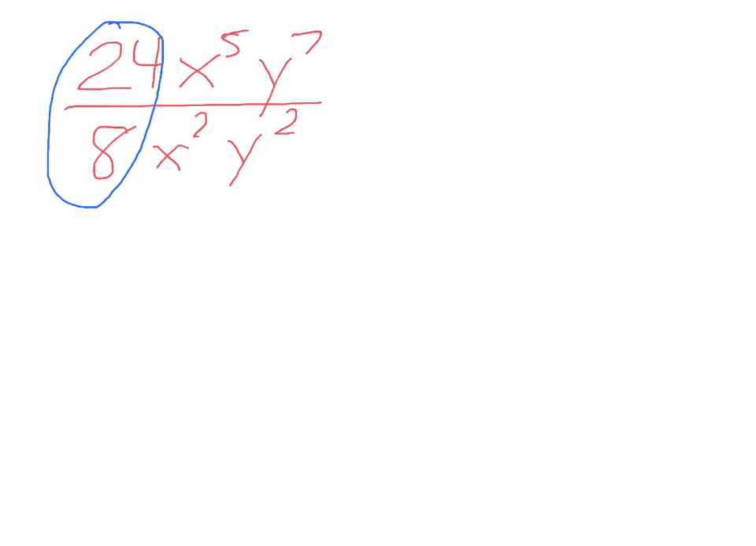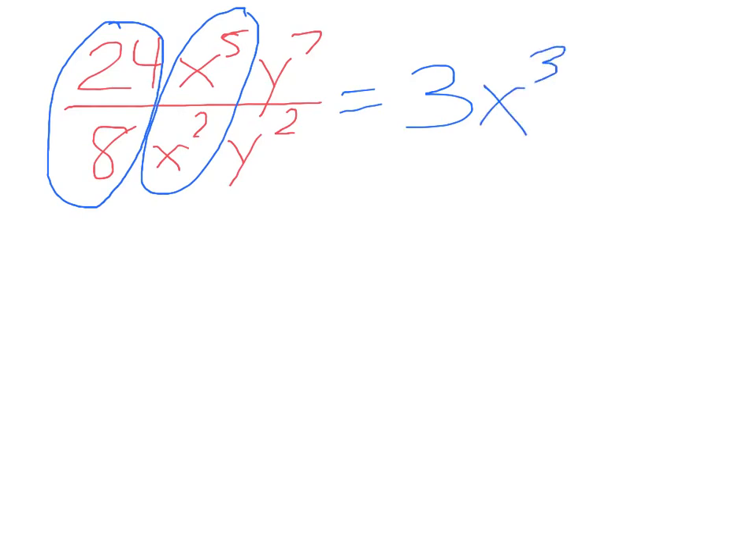Of course I can. 24 divided by 8 is? Yes, that's right, it is 3. I look at my x's. They've got the common base. Subtract the exponents. 5 minus 2 is 3. So it's x cubed. And y to the 7th over y squared. Yep, that is y to the 5th. So simply done like that. So that is how we multiply and divide monomials.